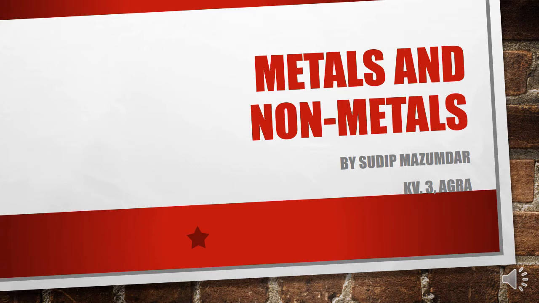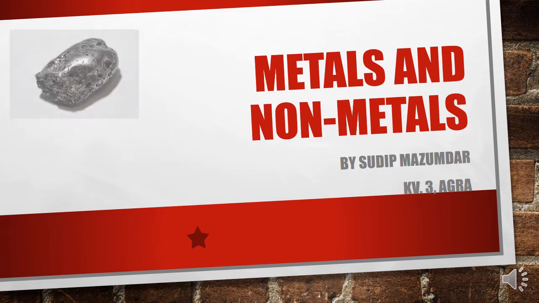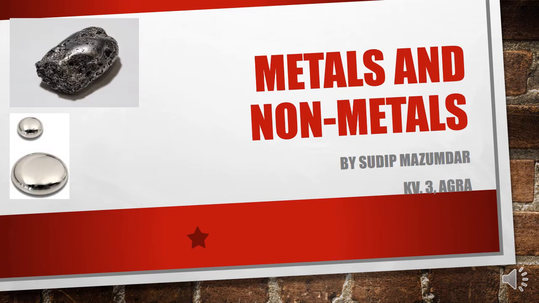Today I'll be discussing a very important chapter for class 10, and that is metals and non-metals. As you know, 118 elements are known as on date. These 118 elements are unique because of their properties, and they are classified into three types: metals, non-metals and metalloids. Metals and non-metals we will be discussing in this chapter, but before that I want to tell you something about metalloids.